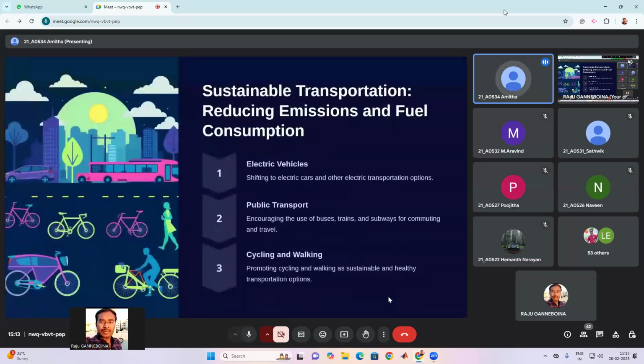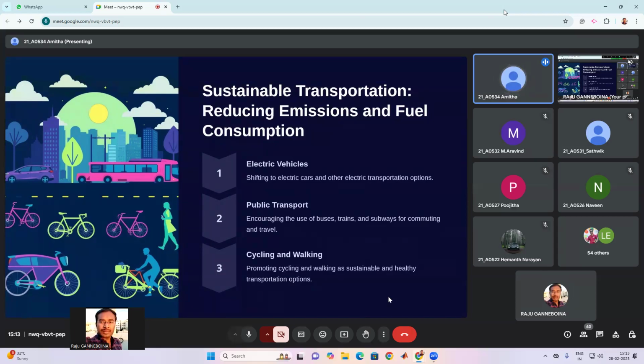Sustainable transportation. Even in transportation, we can conserve and use the energy efficiently by using the electric vehicles. Transition from the gasoline-powered cars to electric vehicles helps reduce reliance on fossil fuels and lowers the greenhouse gas emissions. These can help to reduce the energy consumption.